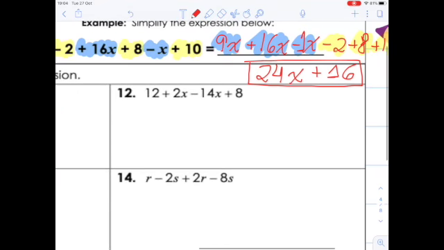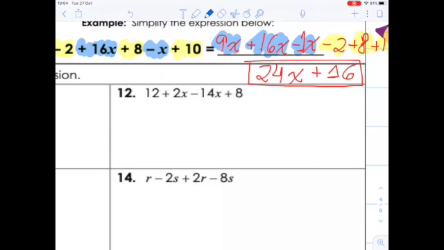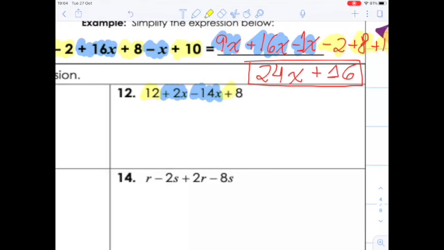Moving on to number 12, I have 12 plus 2x minus 14x plus 8. Let's identify the like terms. So I'm going to have plus 2x and minus 14x. They are like terms because they both contain an x. And 12 and plus 8 are also like terms.